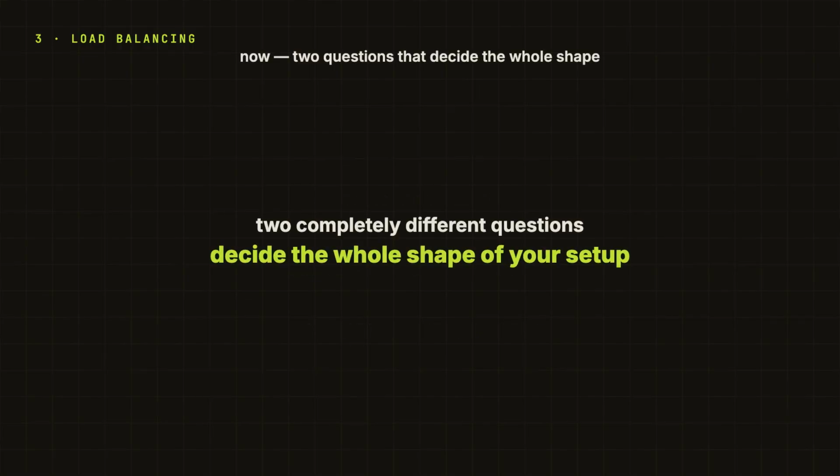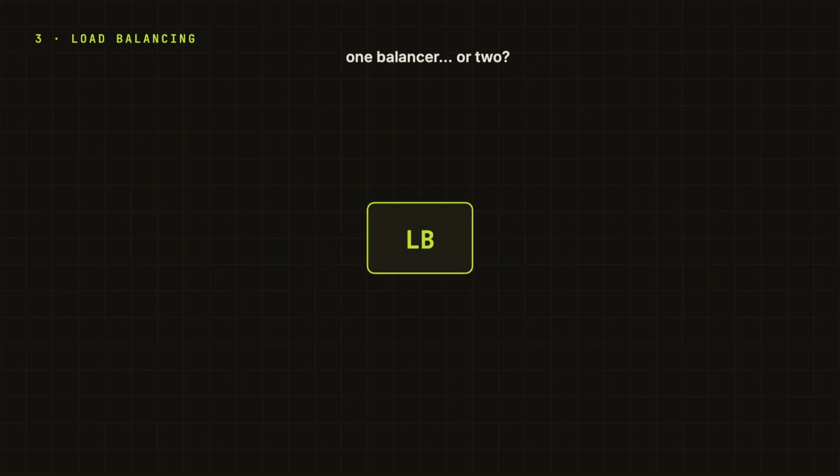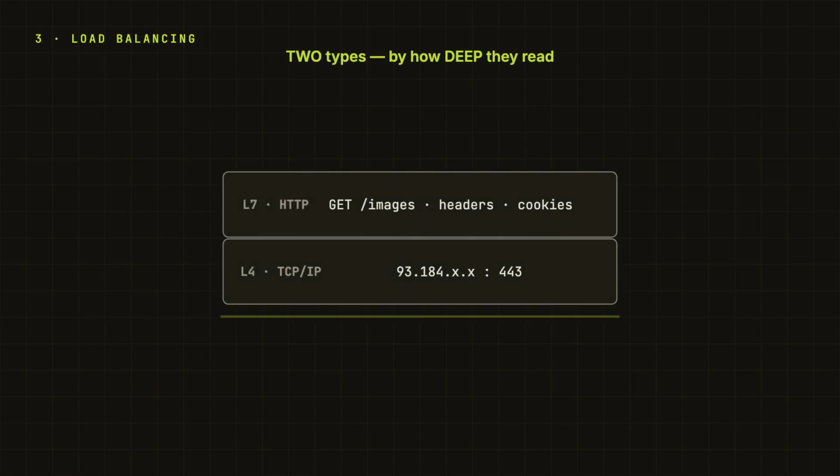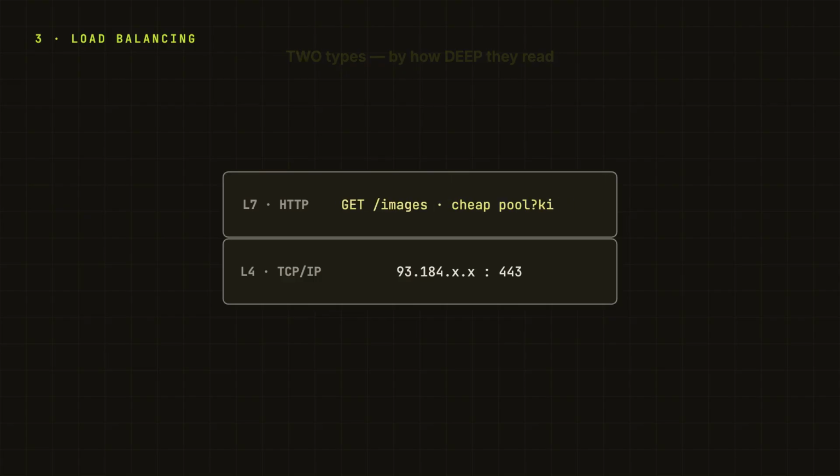Now, two completely different questions that decide the whole shape of your setup. So far, I have been talking about the load balancer like it is a single thing, but there are actually two types of load balancers depending on how deep they look. So let us say you want to send all your image requests to a cheaper set of servers. Just keep that in mind for a second.